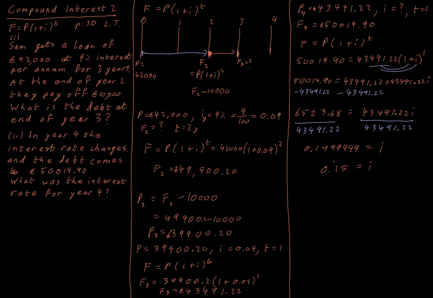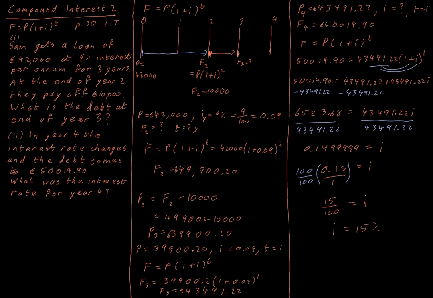So currently this is over 1. We want to turn it into a percentage, so we would multiply above and below by 100 to turn it into a percentage. So currently it's over 1. We want it over 100, so we multiply by 100 over 100. We have 15 all over 100 is equal to I. So that means that I is 15%.